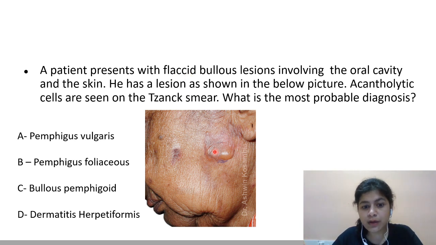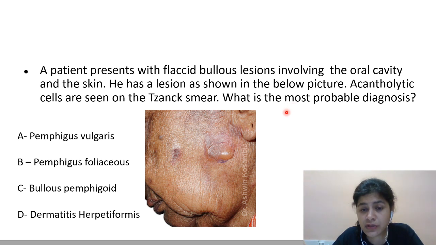What is a bulla? A bulla is a blister, or a fluid filled cavity which is measuring more than 1 centimeter in diameter. And as you can see here, the blister is flaccid. Okay, it's not tense, it's flaccid, right? So that is one clue. One, it's a flaccid bullous lesion. Second, it's involving the oral cavity and the skin.